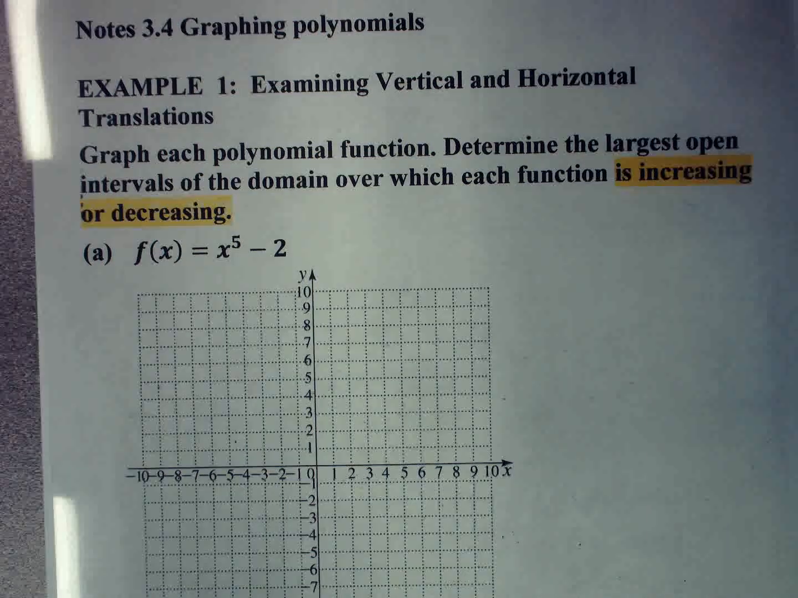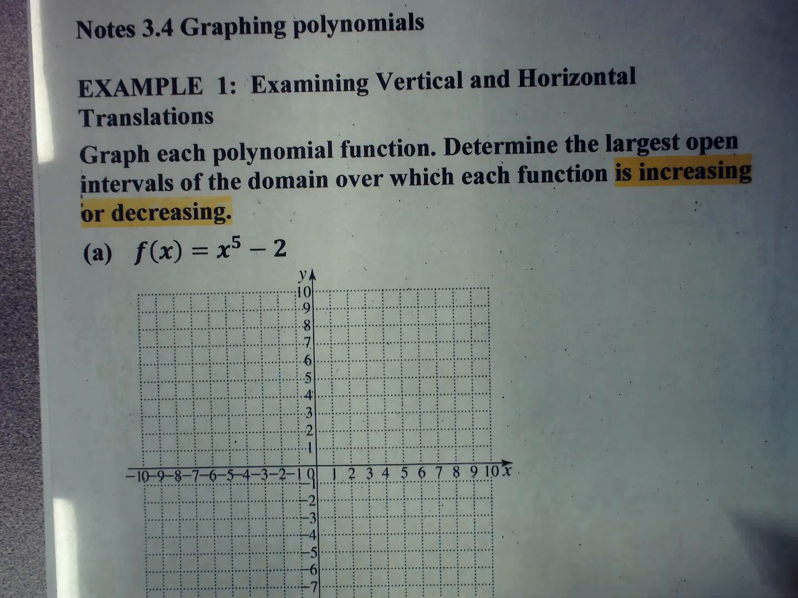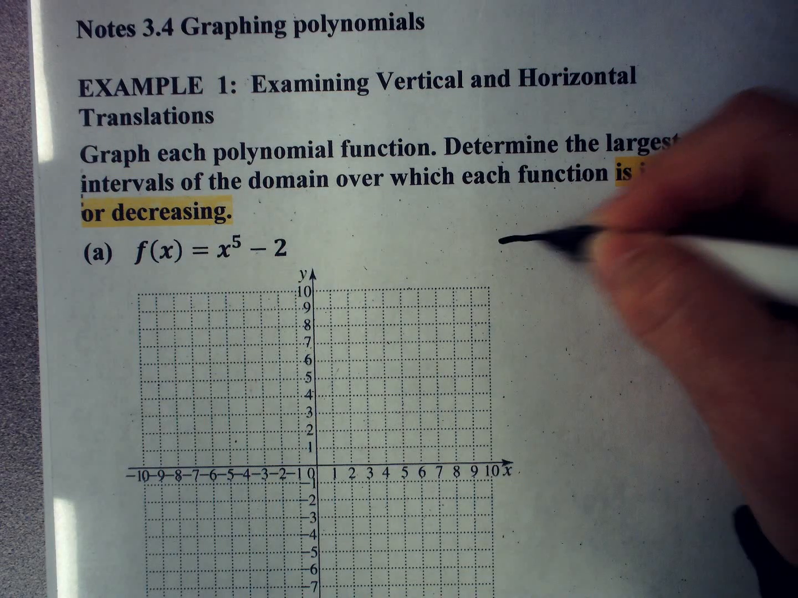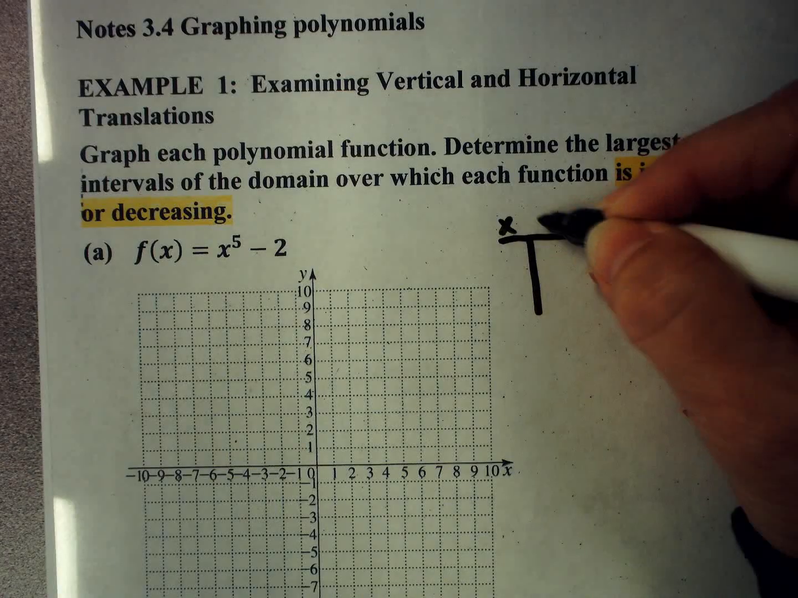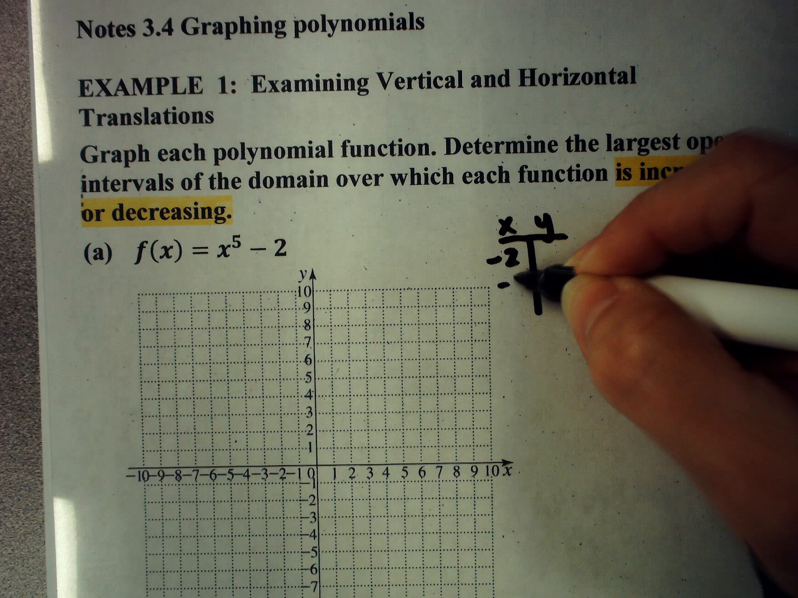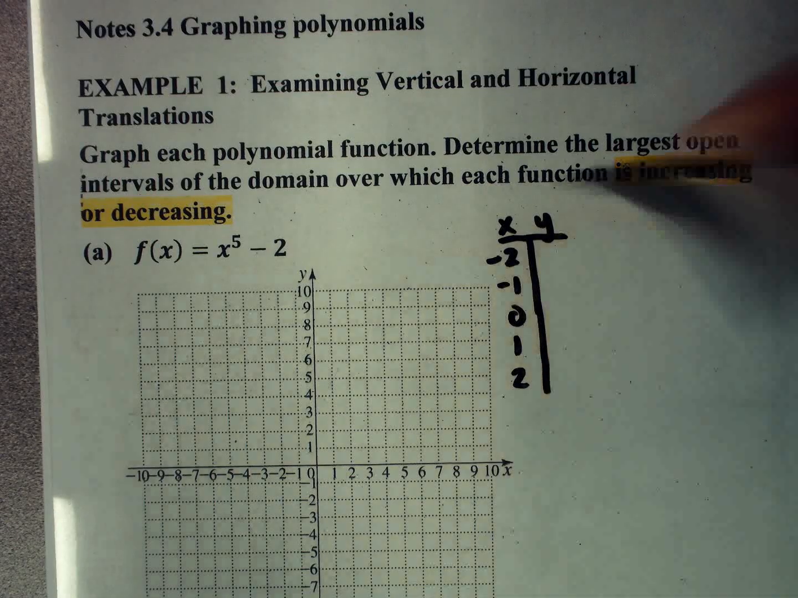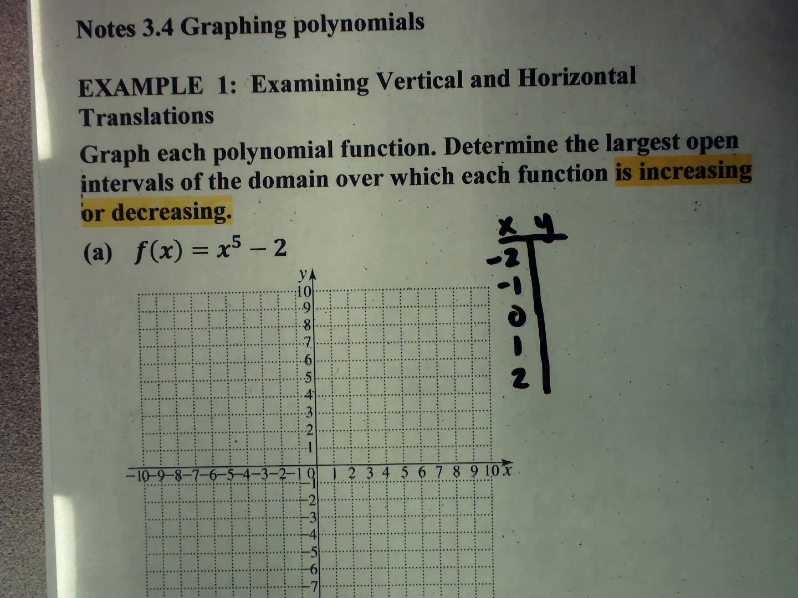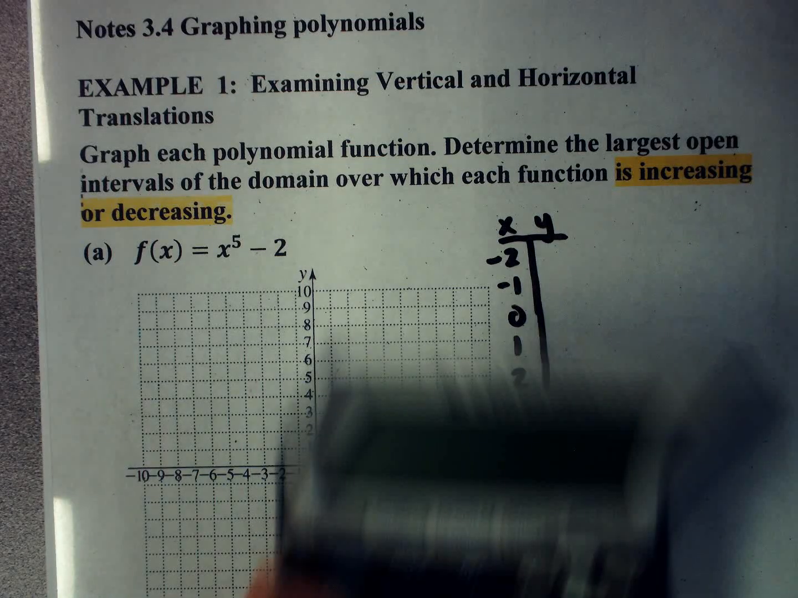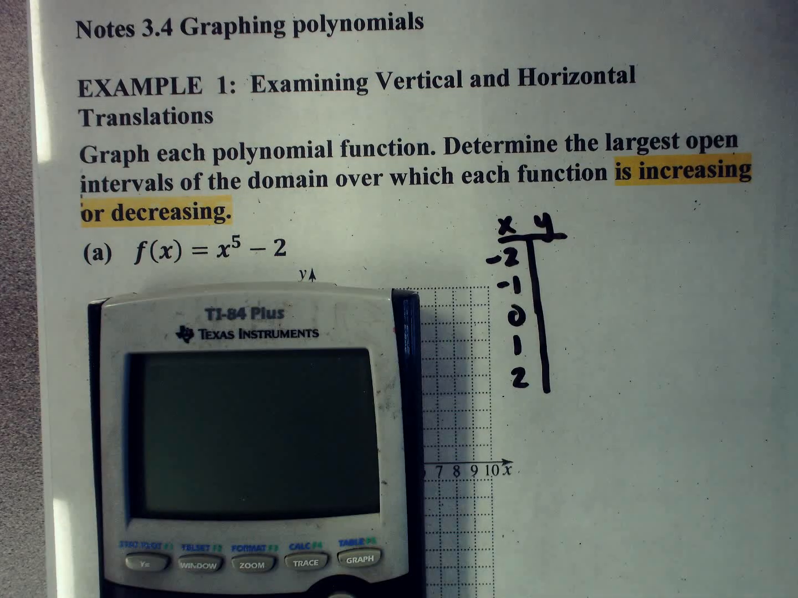Okay, so we're going to look at this first. And again, if you don't have a graphing calculator, you're going to have to pick values for x. I would pick these values. And you're going to plug them into your equation and find the y value. Now, if you have a graphing calculator, you can just type it in, and you can fill in the table based on your graphing calculator.